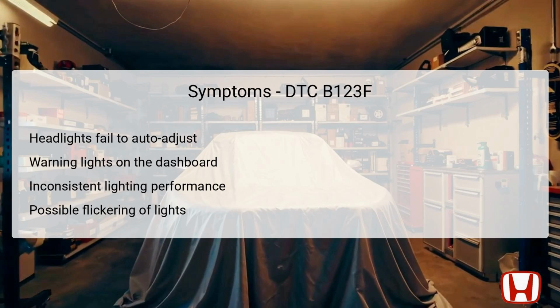Inconsistent lighting performance can occur, making it unsafe to drive at night or in low light conditions. Flickering lights may also be observed, signifying electrical issues within the circuits linked to the automatic lighting control unit. Addressing these symptoms promptly is essential, not only for safety reasons, but also for the overall functionality of the vehicle.